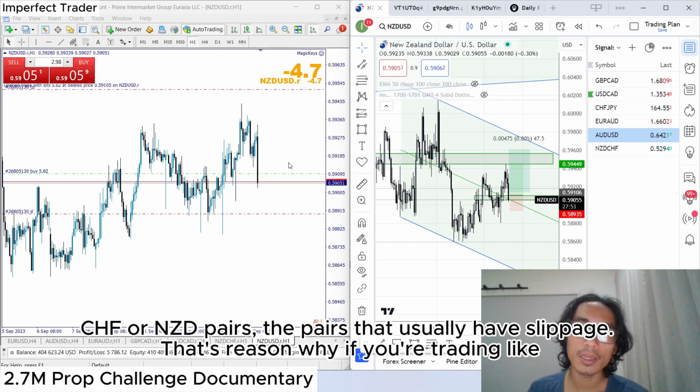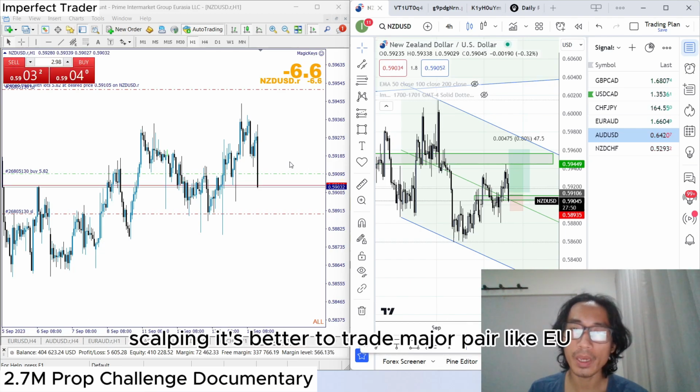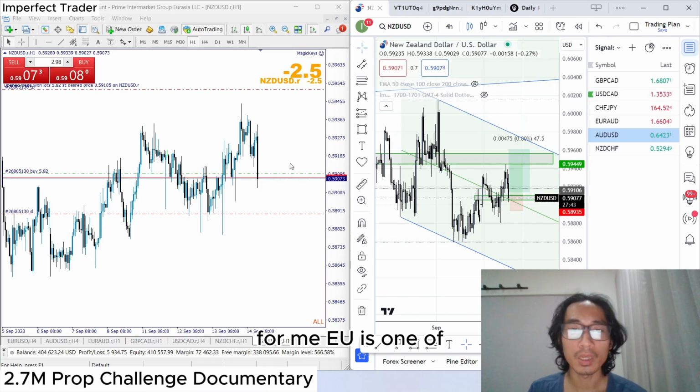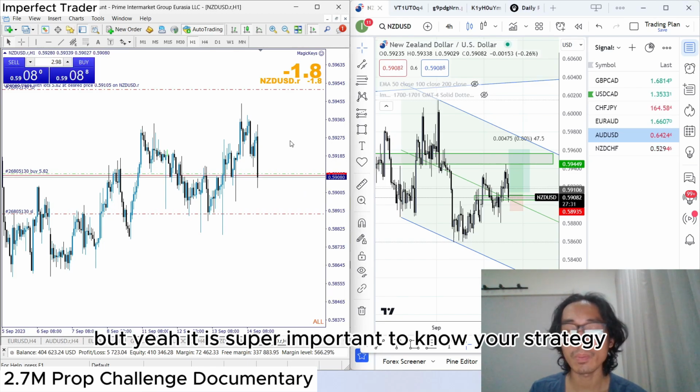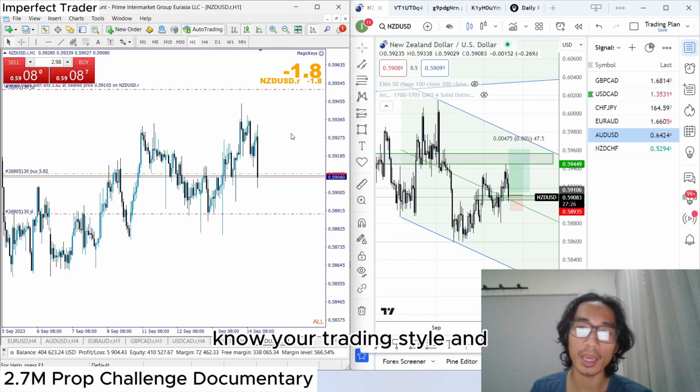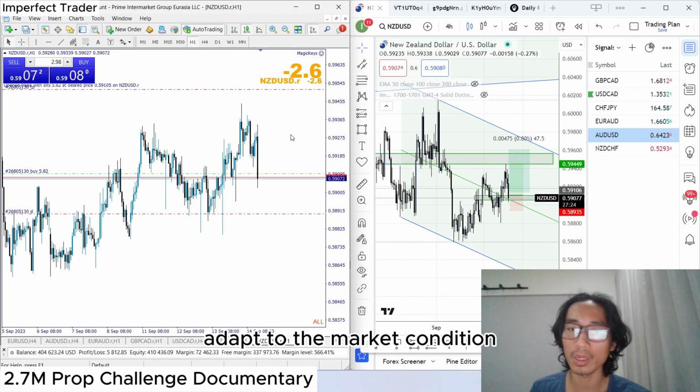That's the reason why if you're scalping, it's better to trade major pairs like EU. For me, EU is one of the most stable pairs in my own experience. But yeah, it is super important to know your strategy, know your trading style, and adapt to the market condition.